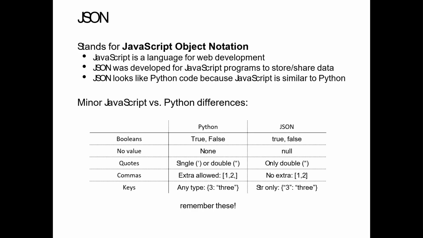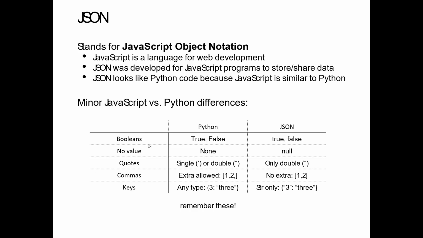Please note that JavaScript, all one word, is different from the other very common programming language, Java. JavaScript and Python are very closely related. Java is a different beast entirely. Anyway, JSON was developed so that these web design programs, JavaScript programs, could store and share data. There are some minor differences between JavaScript and Python, or rather the JSON file format and Python.